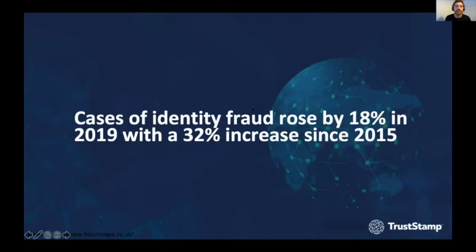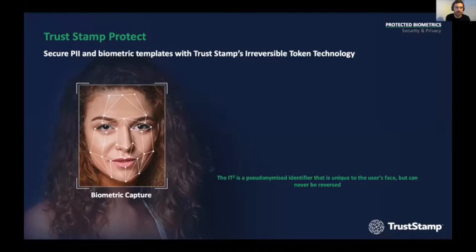Cases of identity fraud rose by 18% in 2019, with a 32% increase since 2015. This is pulled from the CFAS Fraudscape report. 87% of this occurred via online channels, and my guess would be that post the pandemic, this number is going to have a huge increase. So we've got a unique solution to this problem.